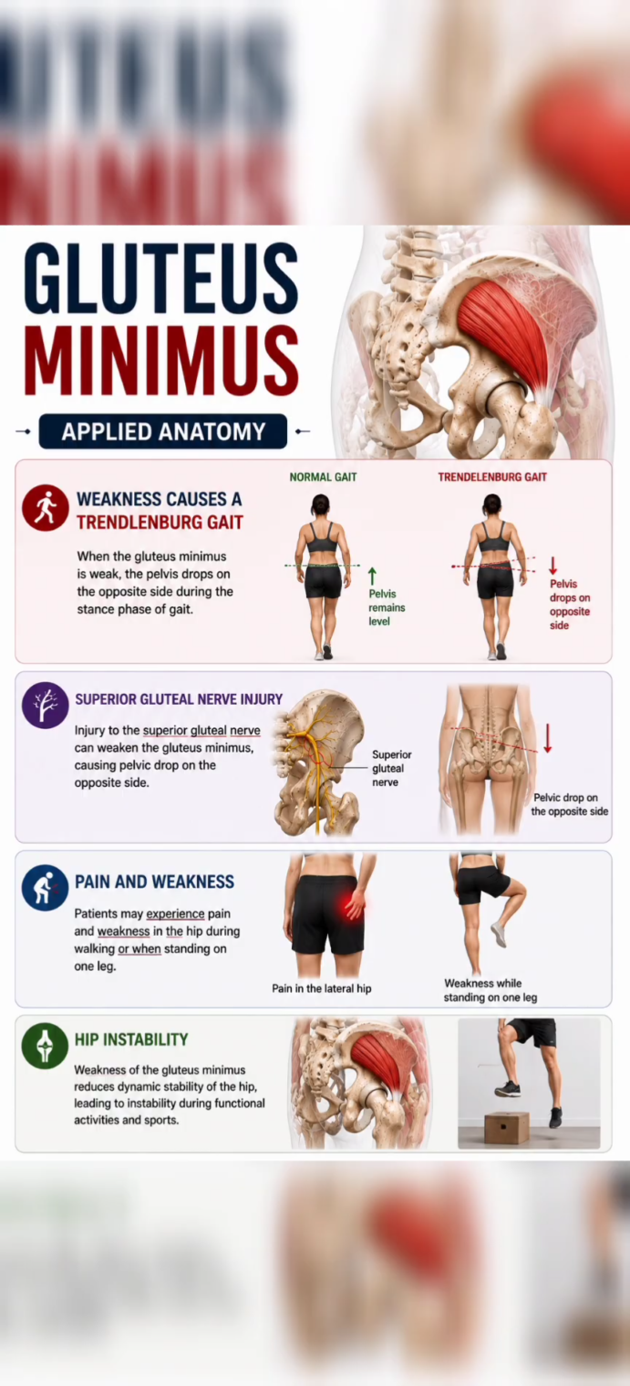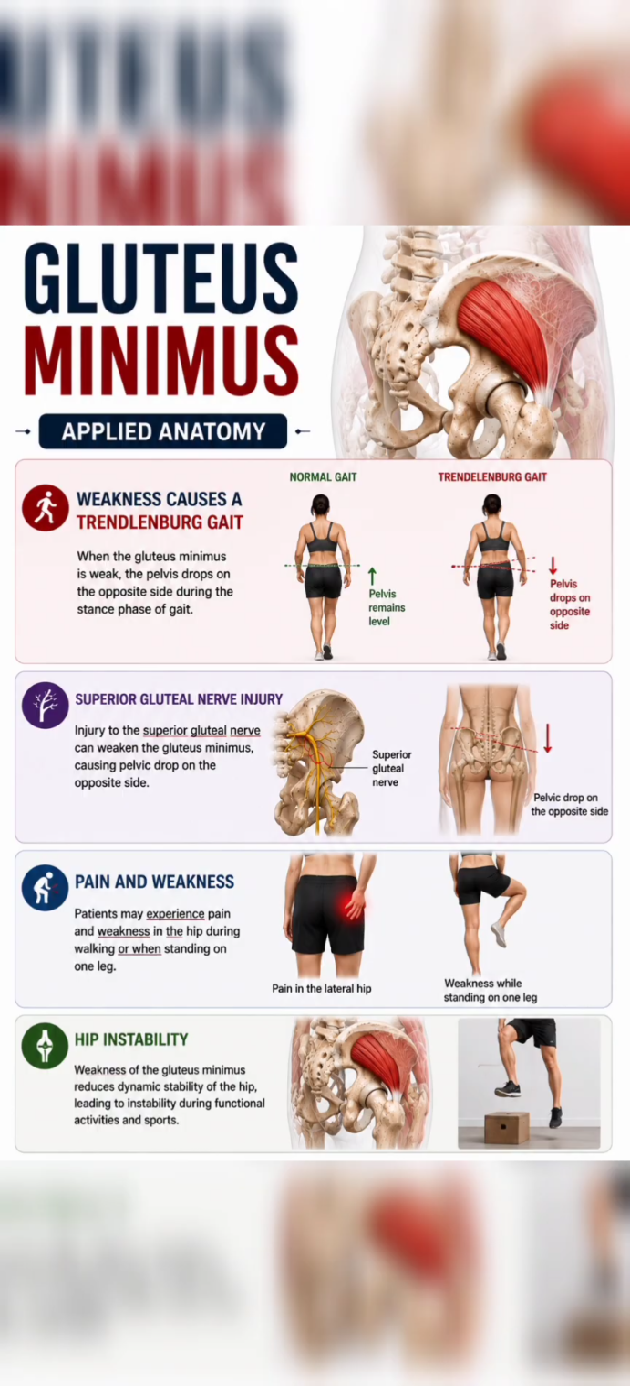Then second one is superior gluteal nerve injury, because superior gluteal nerve supplies the gluteus minimus, right? So if injury happens, definitely pelvic drop on the opposite side can occur. Then pain and weakness, patients may experience pain and weakness in the hip during walking or standing on one leg. Okay, then next one is hip instability.